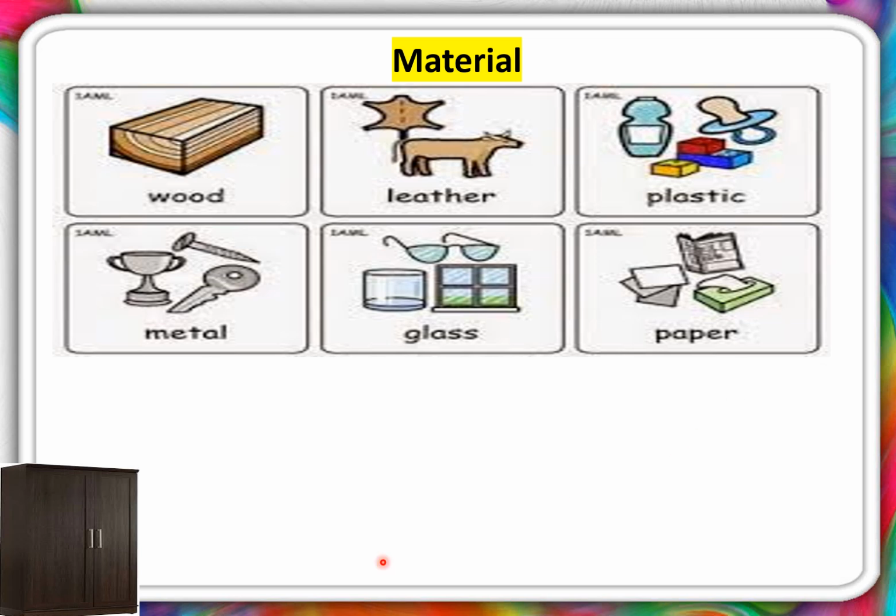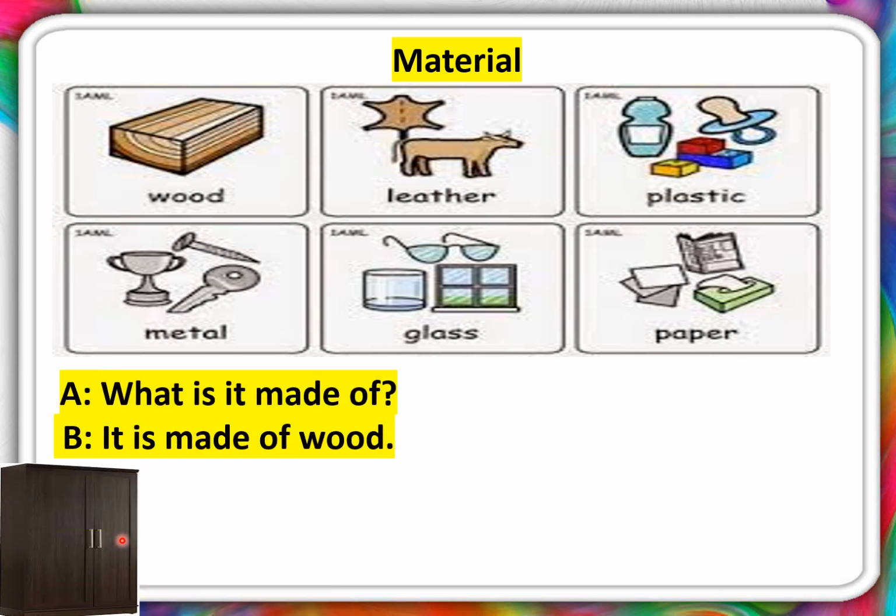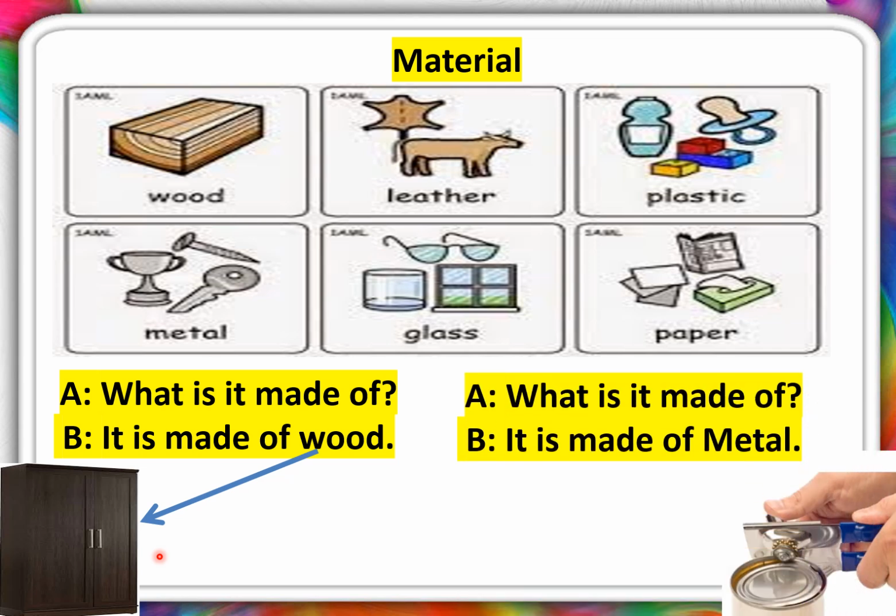Okay, now let's take this as an example. What is it made of? It is made of wood. Good, this is the cabinet. It's made of wood. Let's take another example. What about this? What is it made of? It is made of metal. This is the can opener, right?